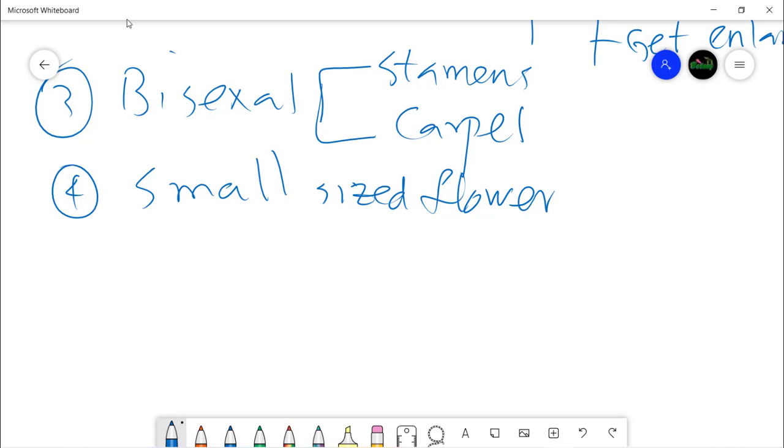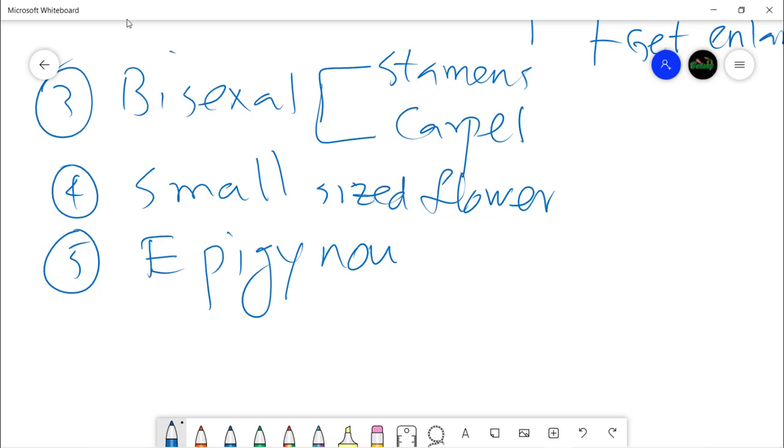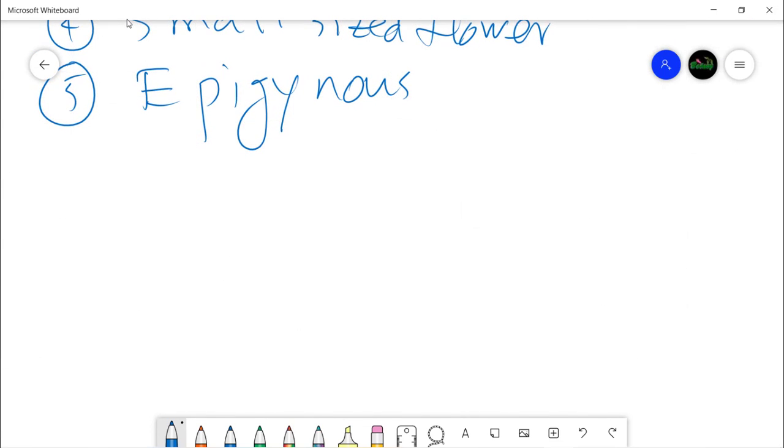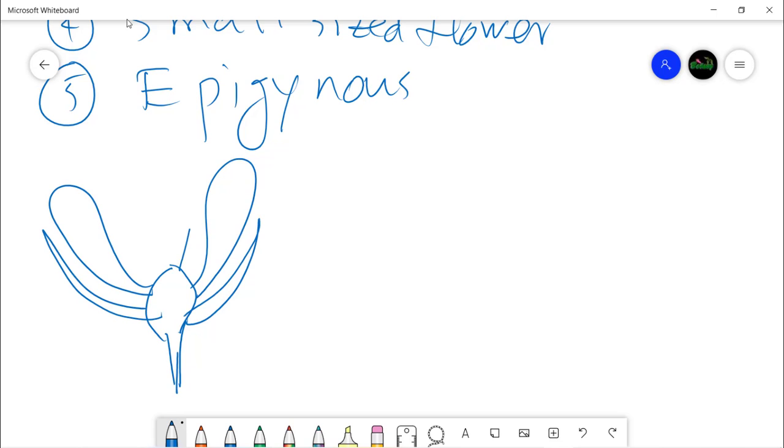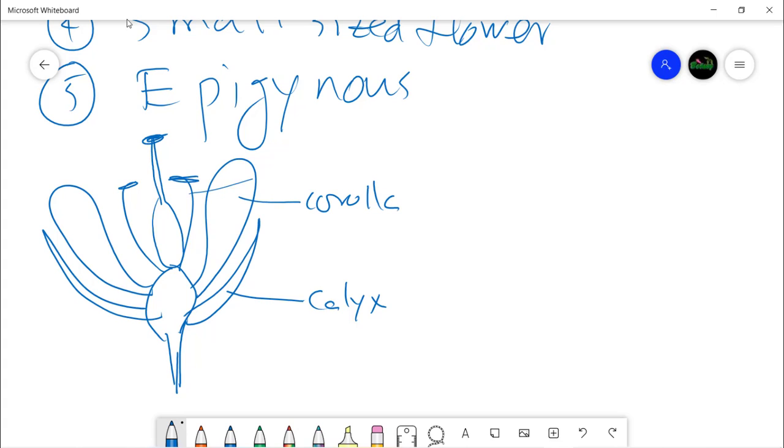As far as the insertion of the floral leaves on the thalamus is concerned, the next term is epigynous. We have already discussed it when we were discussing the distinguishing characters of the family, epigynous. Now, this is a thalamus, and these are various floral parts borne on the thalamus. So as you can see, it's a very basic flower, diagrammatic. This is the outer whorl of the flower, which is calyx. Then we have corolla, and then we have the androecium, and then we have the gynoecium, the carpels.